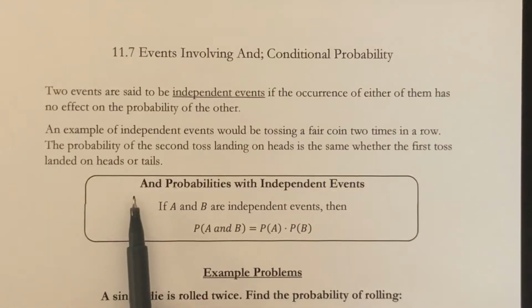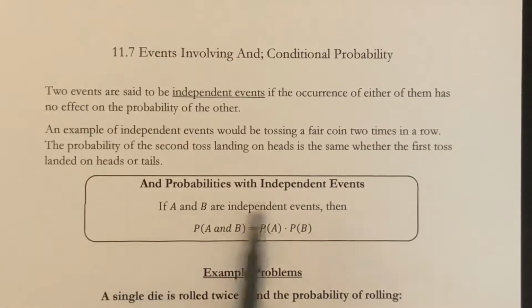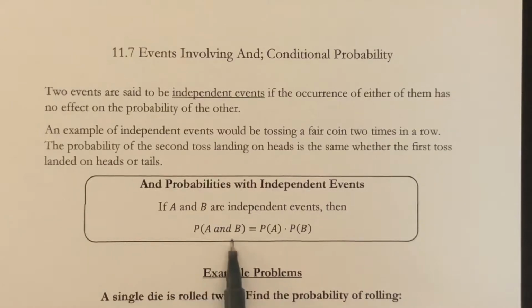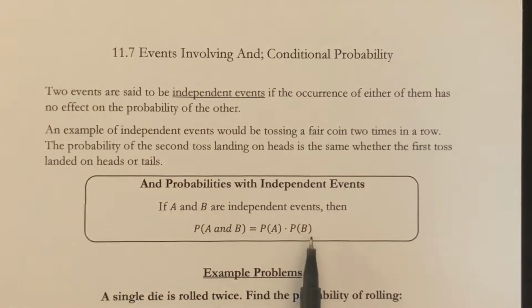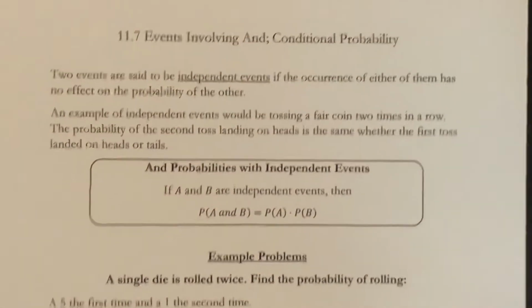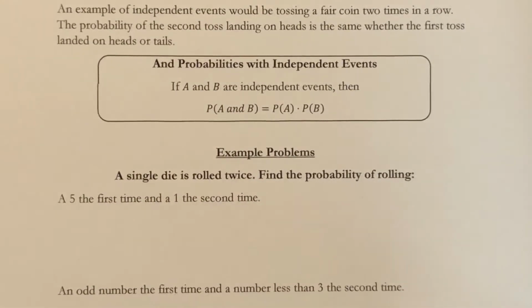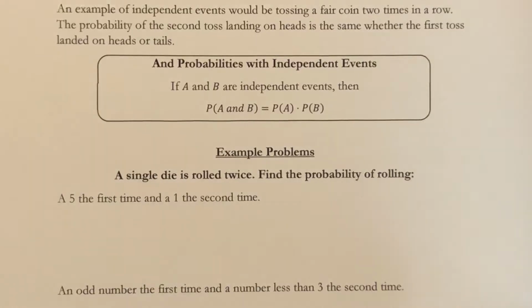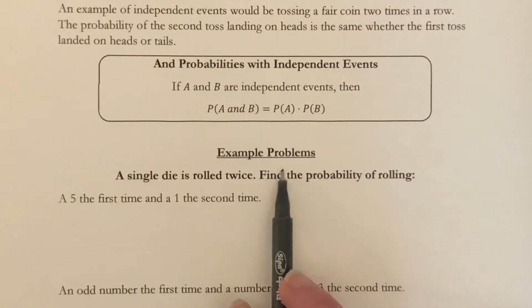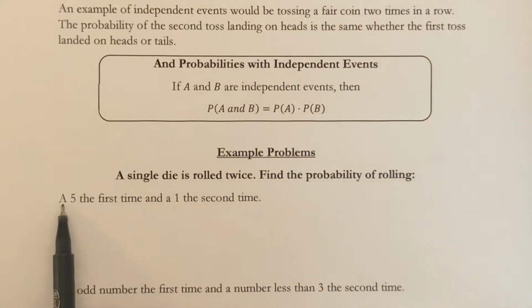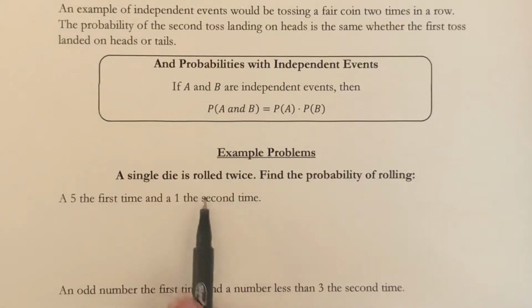If you are talking about the probability of 2 independent events happening at the same time, so probability of A and B, then to find that probability, you find the probability of A and multiply that with the probability of B. So, for example, if we have a single die and we're going to roll it twice, we want to find the probability of rolling a 5 the first time and a 1 the second time.